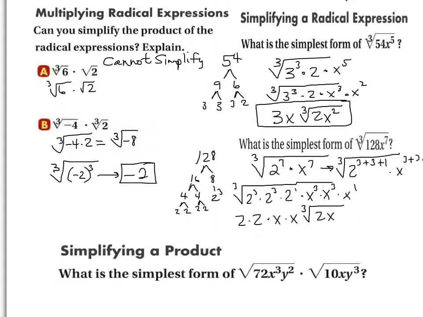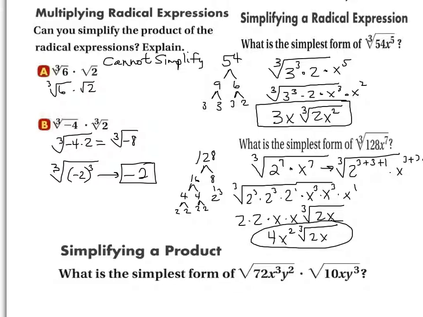So now really this is 2 times 2 is 4. I have x times x, which is x squared, times the cube root of 2x. And this is my simplified answer. Okay, so you're going to have to be able to simplify these roots. Okay? All right, now multiplication.